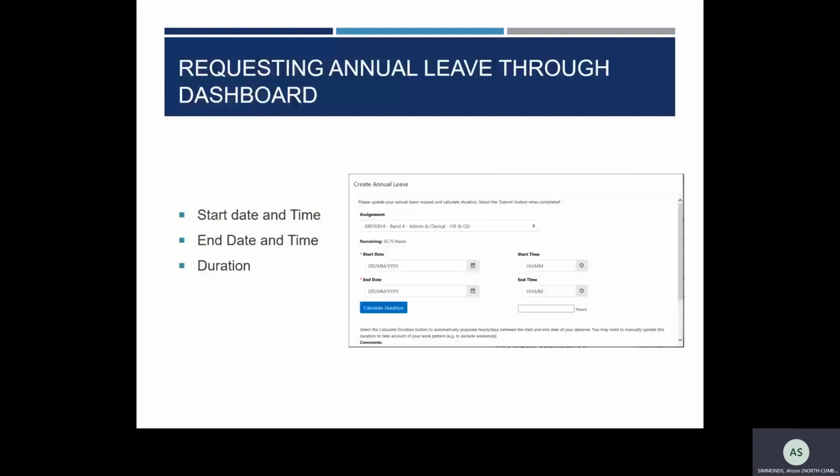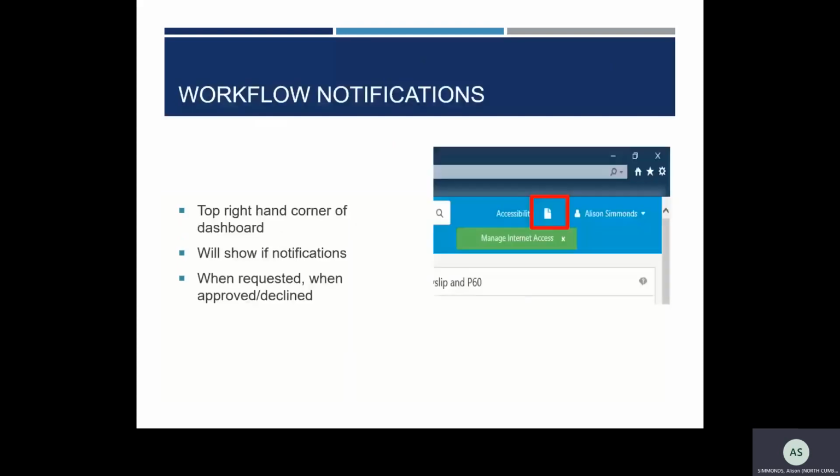The Calculate duration button is underneath. You can click on that and it calculates the duration for you. However, this can be wrong. The reason for this is that the system works on a 7-day week, as we are a 7-day week service. Therefore, if this is wrong, just click into the box and adjust the duration. Scroll down and then click on Submit.